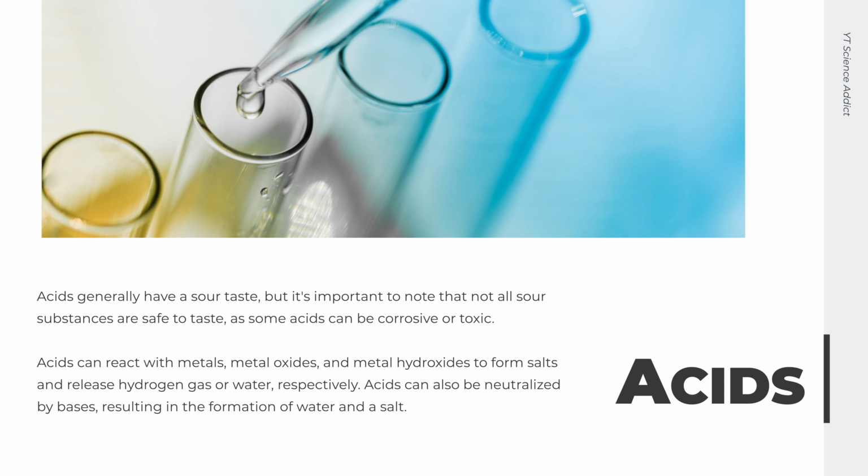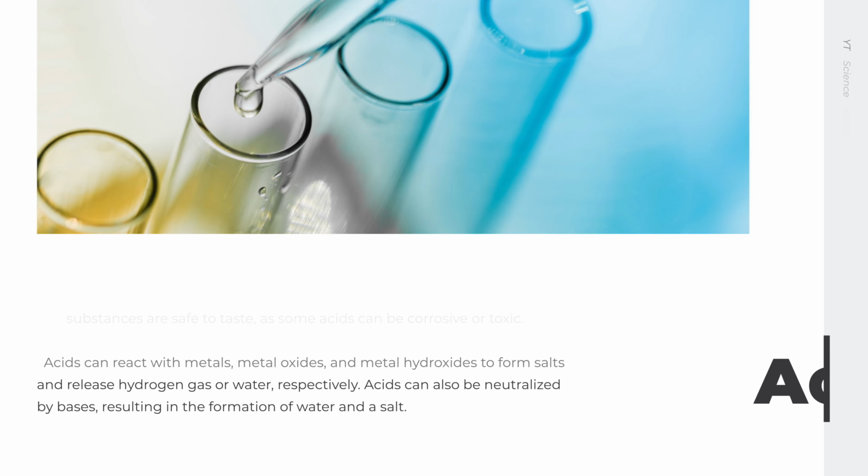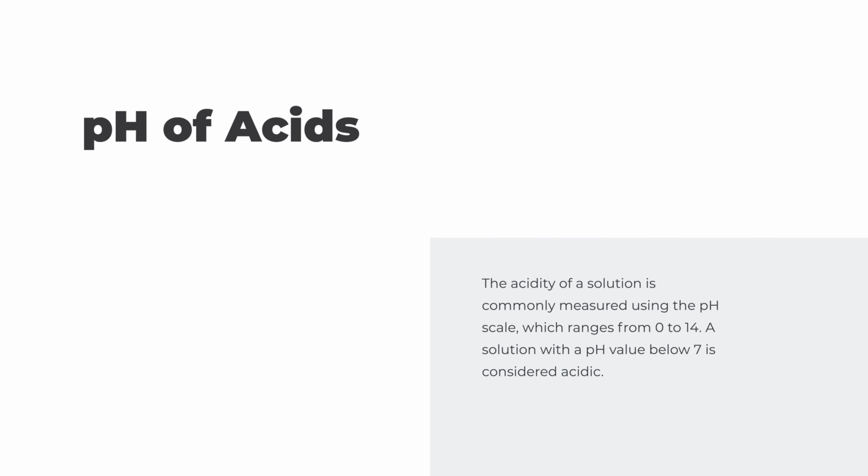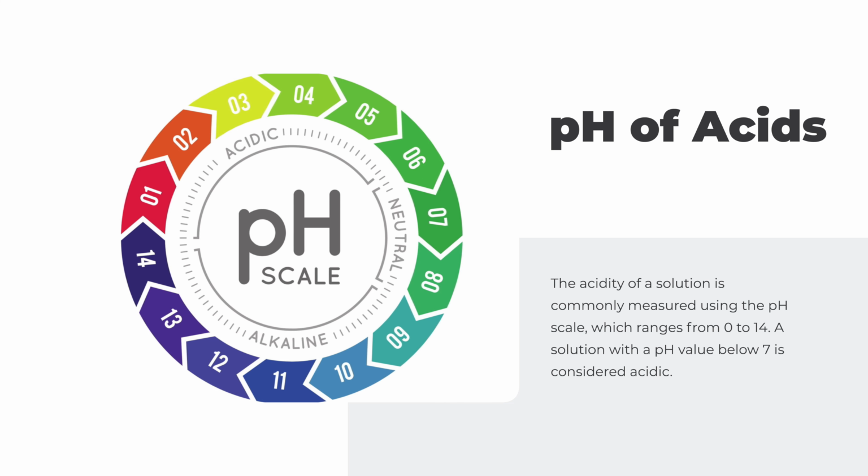Acids can react with metals, metal oxides, and metal hydroxides to form salts and release hydrogen gas or water, respectively. Acids can also be neutralized by bases, resulting in the formation of water and a salt. The acidity of a solution is commonly measured using the pH scale, which ranges from 0 to 14. A solution with a pH value below 7 is considered acidic.